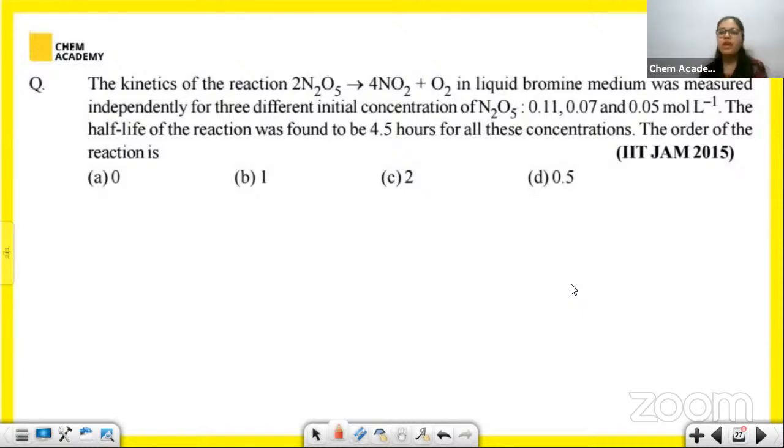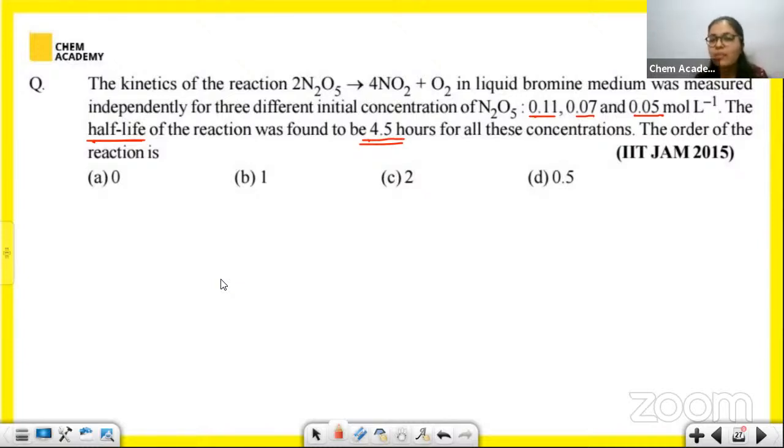Now, the next question is, the kinetics of the reaction 2N2O5 gives 4NO2 plus O2 in liquid bromine medium was measured independently for 3 initial concentrations. We've been given 3 initial concentrations. Okay, the half-life of the reaction was found to be 4.5 hours for all of these concentrations. The order of the reaction is. Now, this question might look very difficult, but actually this is probably the easiest question today.